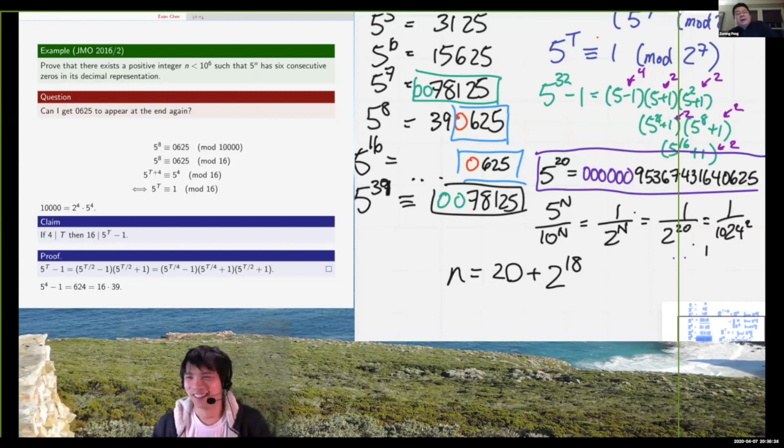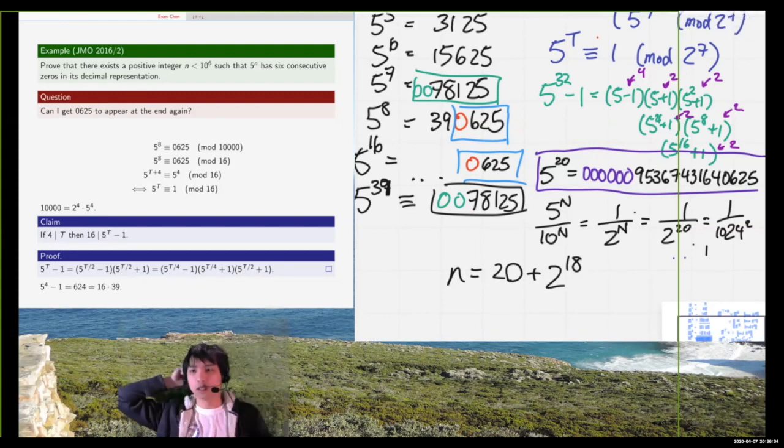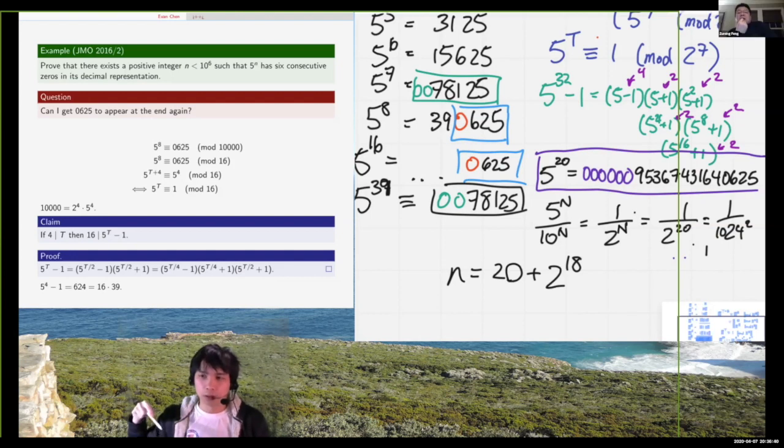Evan, should it be 2 to the 19th? I think 2 to the 18 is good enough. So 2 to the 18 works because 5 is 1 mod 4. If you apply phi, I agree it's 2 to the 19, but you get an extra factor of 2 from the 5 minus 1. Right? Yeah, 2 to the 18 would be good.